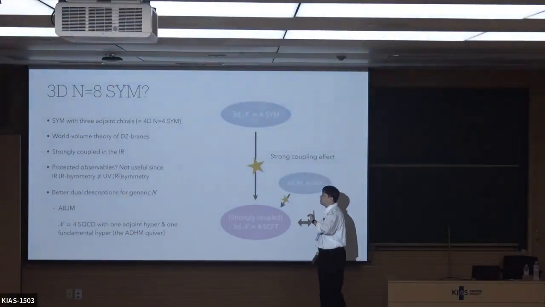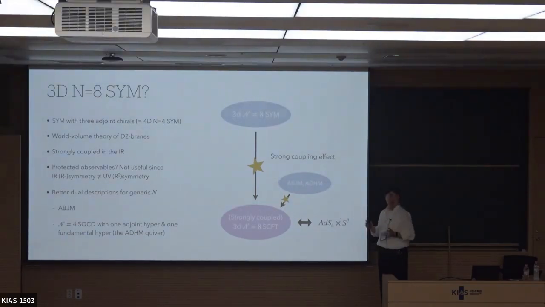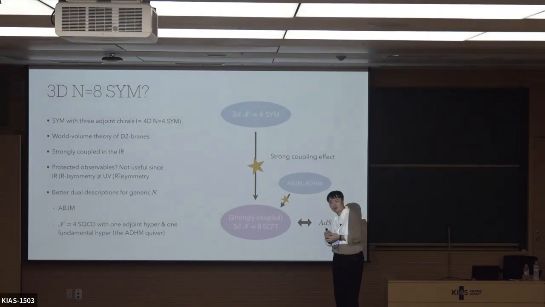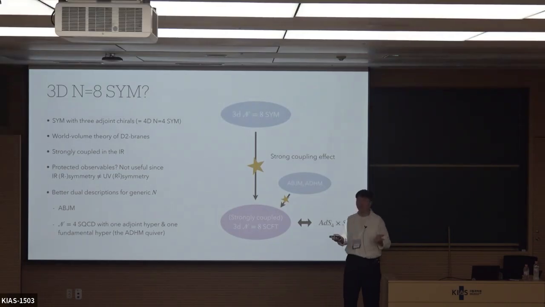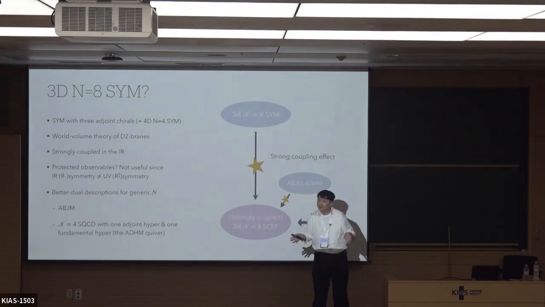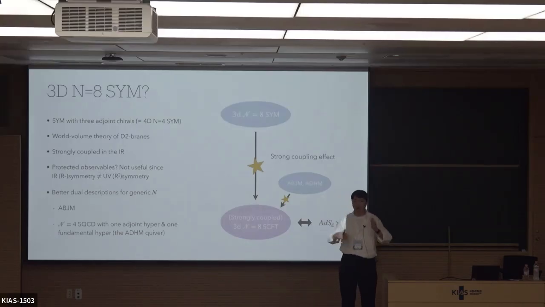Okay, so let me first briefly recall what we know about 3D n equal to 8 super Yang-Mills. So it is a 3-dimensional super Yang-Mills theory with the 3 adjoint chiral, which is exactly the same as 4D maximum n equal to 4 super Yang-Mills. And it is the world volume theory of D2 branes, which becomes M2 branes in strong coupling limit. And like any other 3D gauge theory does, it becomes strongly coupled in the IR. And due to this fact, it is hard to analyze this theory in a standard perturbative way.